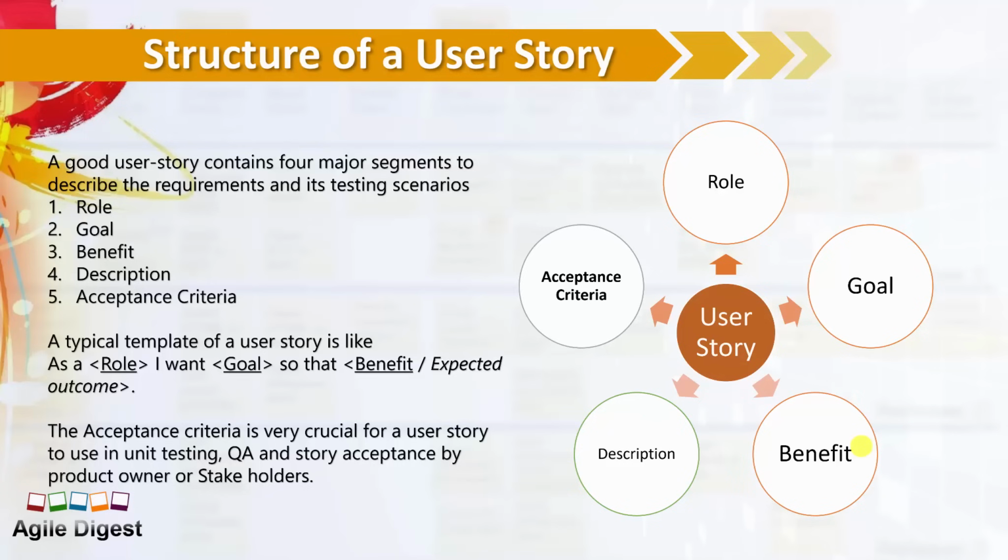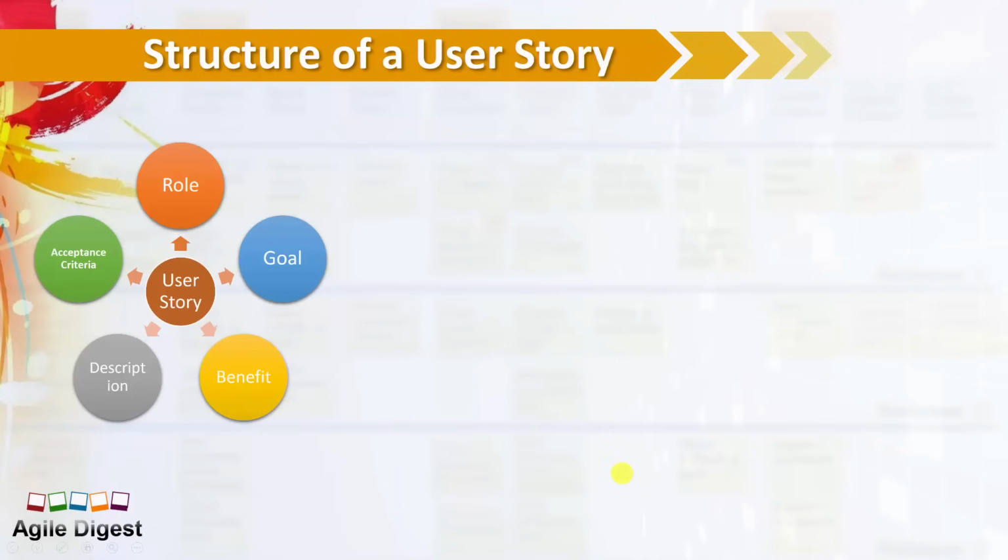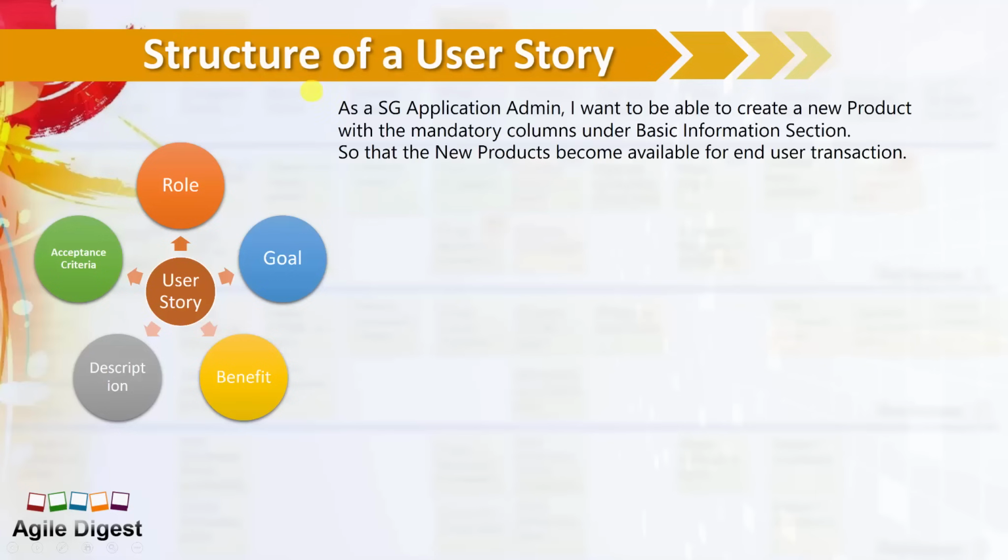So when we talk about the 3C, these are the 3 portions of the common 1C. We'll talk about that in a later slide. So let's elaborate these particular areas with a sample user story. We already know we have role, goal, benefit, description and acceptance criteria, and this is one of the titles. What I'm saying is, as an application admin, I want to be able to create a new product with the mandatory columns, and this is what we have.